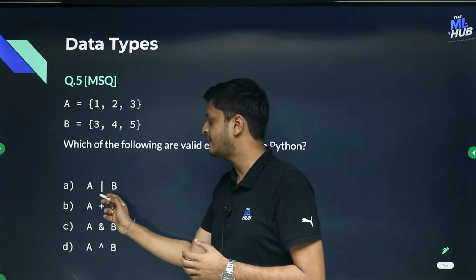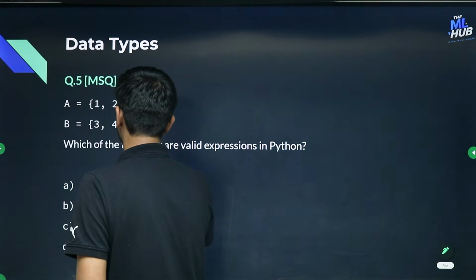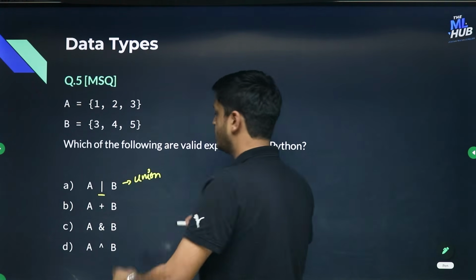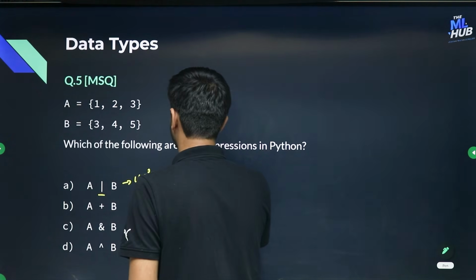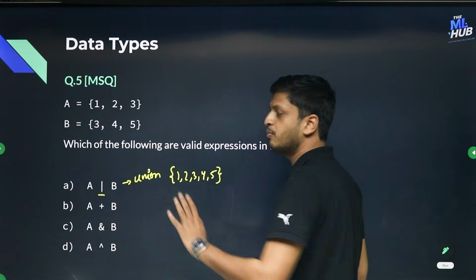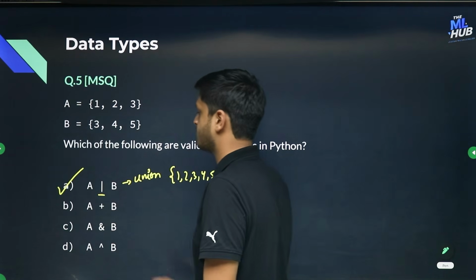We know that for sets, we can calculate union using this operator. This is union. If you use bitwise OR between two sets, you calculate the union and the answer will be 1, 2, 3, 4 and 5. A set containing all the elements which are there in A and B both. Right? So this is actually a valid expression.